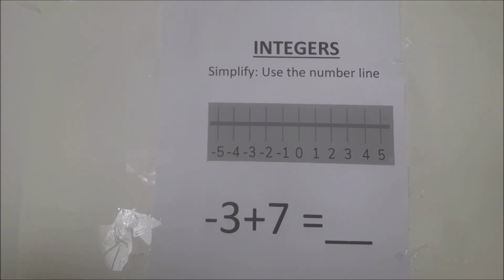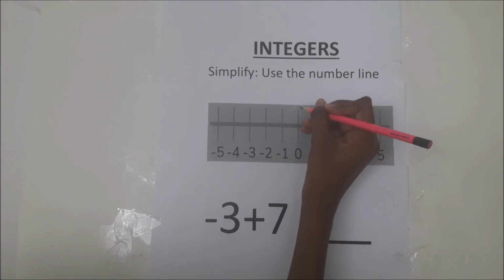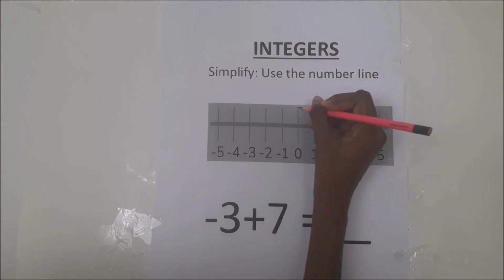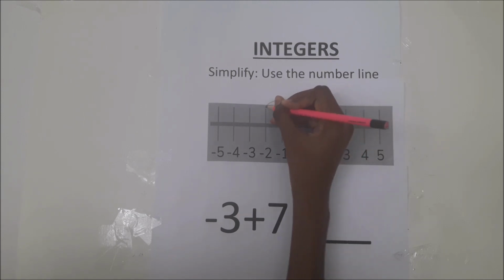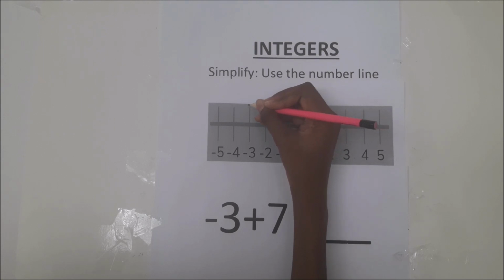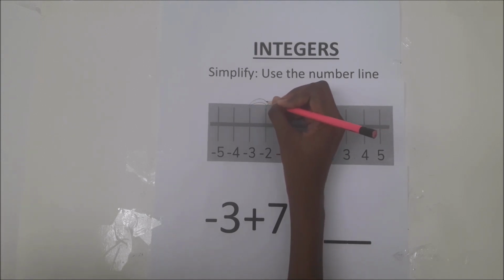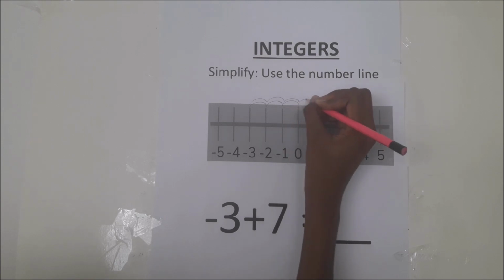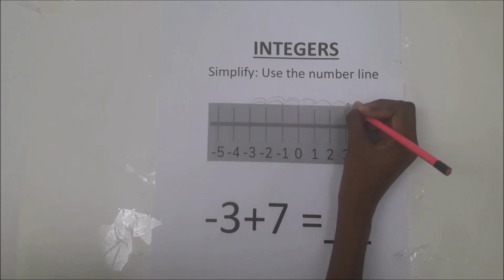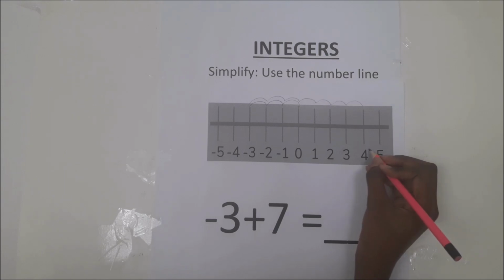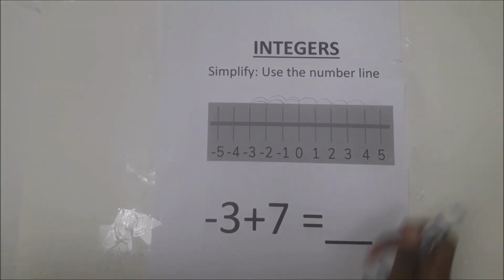Okay, Raphael, let's continue. Read what you have. Negative 3 plus 7. Go to the number line. Start at 0, then go 3 steps to the left because negative 3 is a negative number. 1, 2, 3, and go 7 steps to the right because 7 is a positive number. 1, 2, 3, 4, 5, 6, 7. Negative 3 plus 7 is 4. Positive 4. Very good.